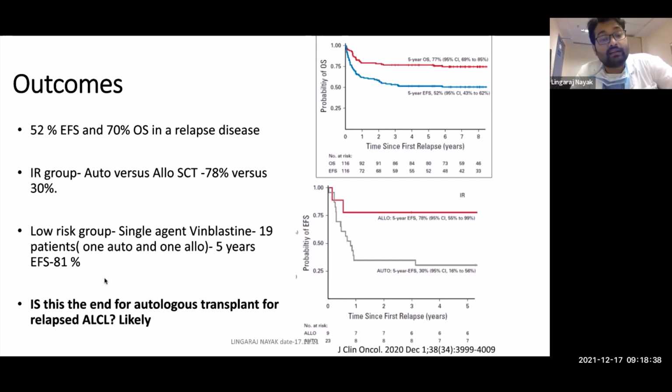So is this the end for auto transplant in relapsed ALCL? Likely it seems, because the outcomes are not as good as you expect in an autologous stem cell transplant. So if the patient has a full match and allotransplant is feasible, I think that should be the way to go.